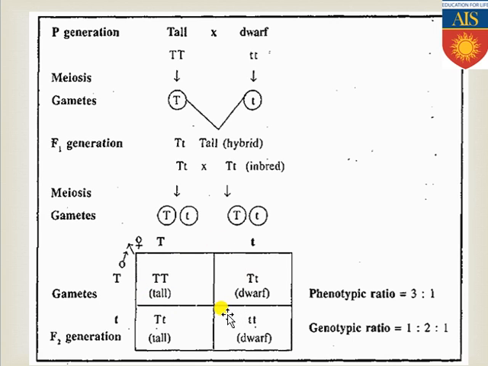We can come to know that if you consider the phenotype, you will see for this individual and for this individual, they are all tall, only this one is dwarf. That means the phenotypic ratio will be tall to dwarf, that is 3:1.